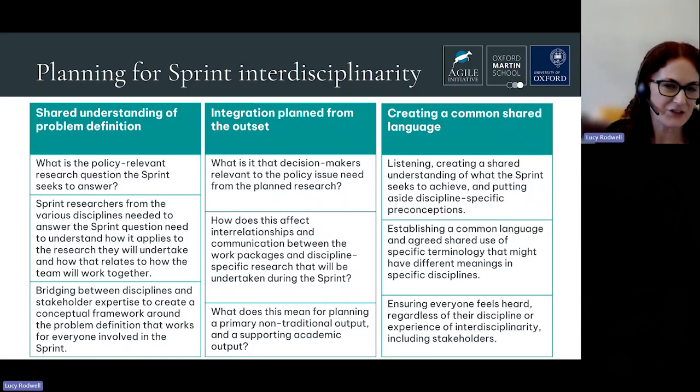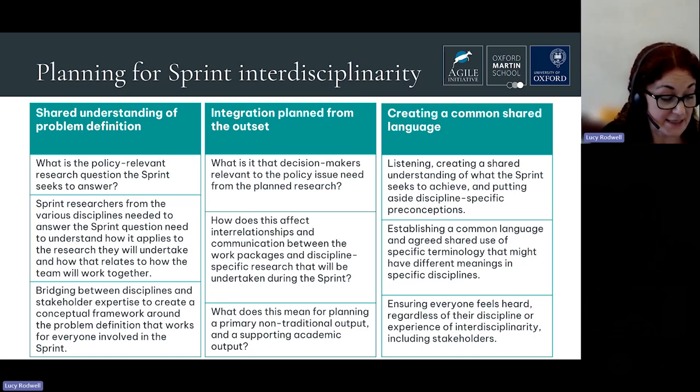Okay, so how do you start thinking about putting all of this into practice? Sprints are short, on average 12 months, compared to a standard 3 to 5 year research project. This means that newly assembled sprint teams need to hit the ground running in terms of planning their interdisciplinary research to avoid creating a portfolio response to the sprint question from the specific disciplines involved.